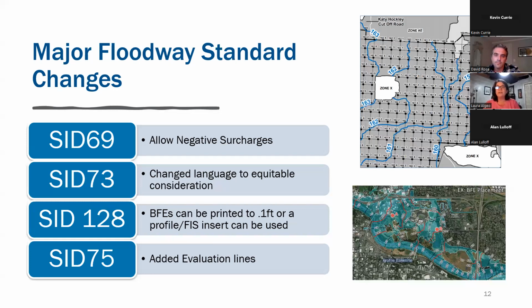And so by using evaluation lines, similar to how cross sections would have been developed, it gives an ability to sort of average some of that in a similar way to what the regulations intended back in the 60s with one-dimensional modeling. So those were kind of the big things.